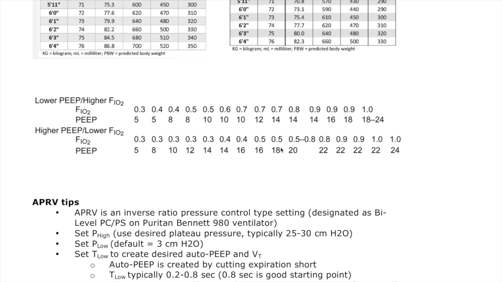So for example, FiO2s of 50% could get you to a PEEP as high as 20. Again, this is something much higher than I think most of us are used to, but is in fact part of the ARDSNet trial group's management strategies.